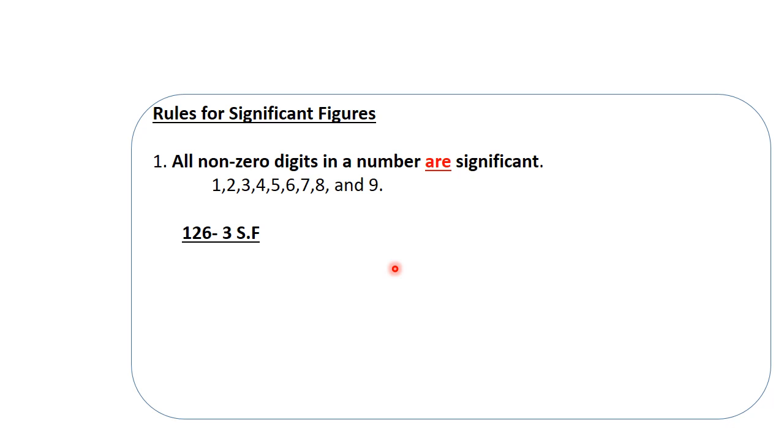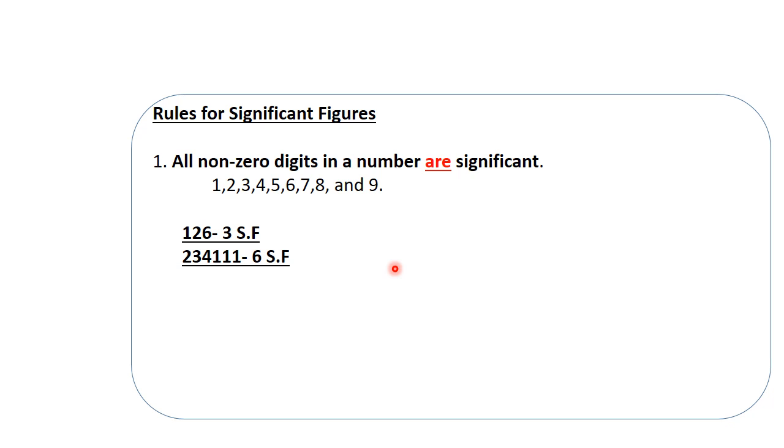Example: 126. This has 3 significant figures, 1, 2, and 6. Then we've got another number, 234111. This one has 6 significant figures, 2, 3, 4, 1, 1, and 1. If you count them, they are 6, because all of these are non-zeros.